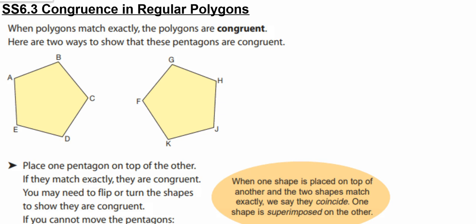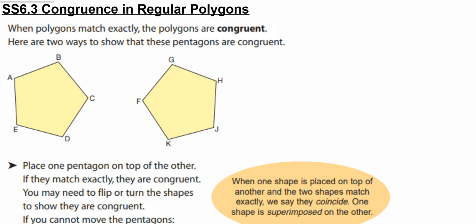In this lesson, we will be talking about congruence in regular polygons. When polygons match exactly, the polygons are called congruent. So congruent is another way that we can say that they are the same. It's a little bit more specific because it comes with some additional definitions to make it a stronger thing than saying it's the same.